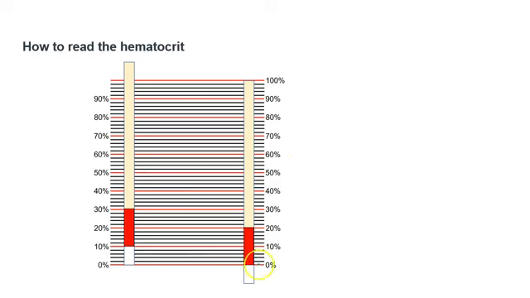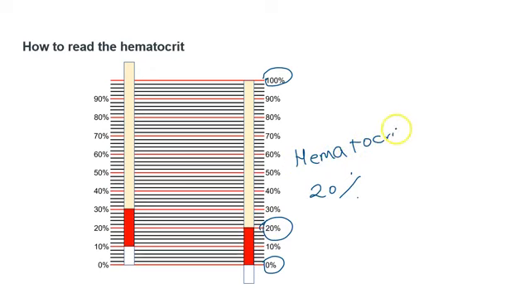Okay, so as you can see here, the bottom part of our blood is touching the 0 line, which is correct. We have to make sure the placing is correct and accurate. And then the top part of our blood, which is plasma, and you can see by the yellow color, is touching the 100% line. And then that would be our reading point. The 20% would be the hematocrit for this example.